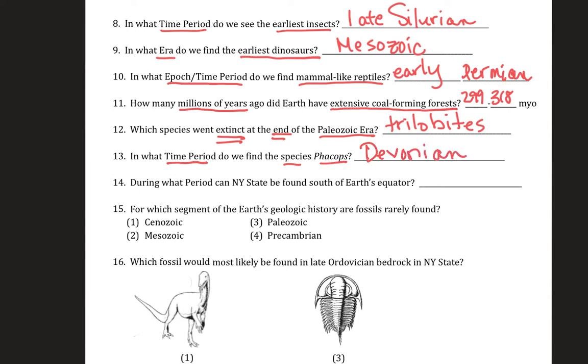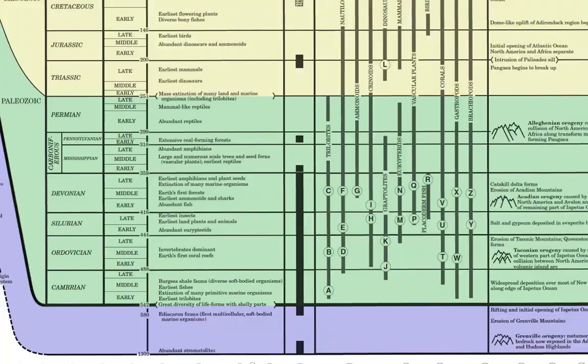Great. Number 14, during which period, so this again is a time period, can New York State be found south of Earth's equator? Notice that I'm annotating each of these questions too. This is to slow my brain down so that I don't miss any important details. You should be doing the same thing. So south of the equator, we're trying to find the time period that New York State can be found. All right, let's find that in the reference tables.